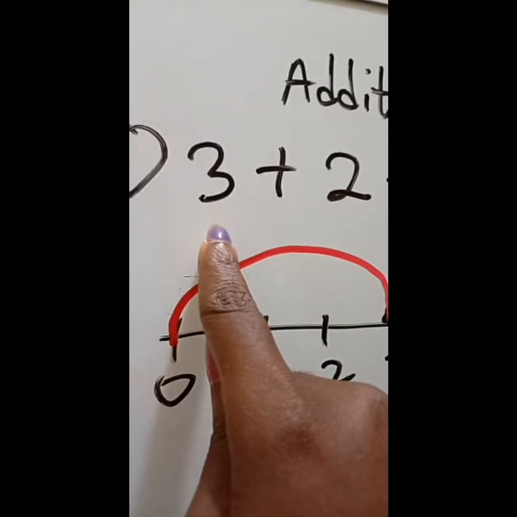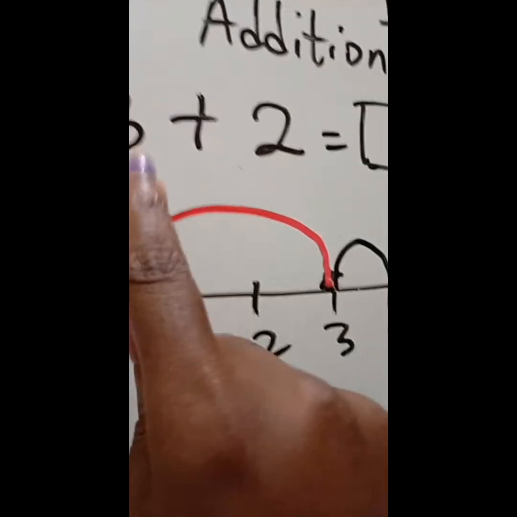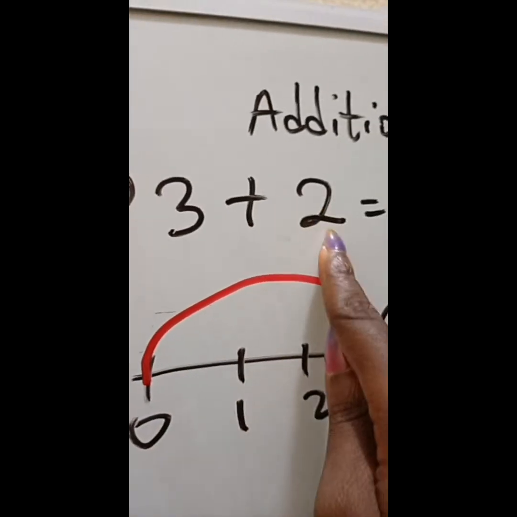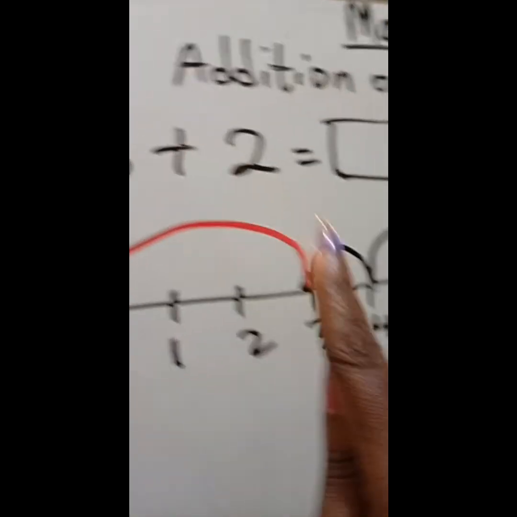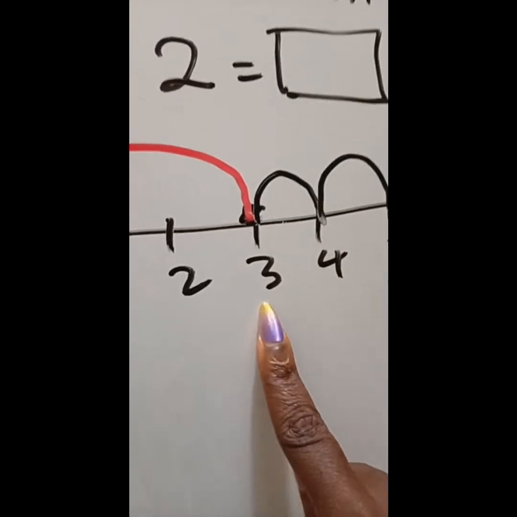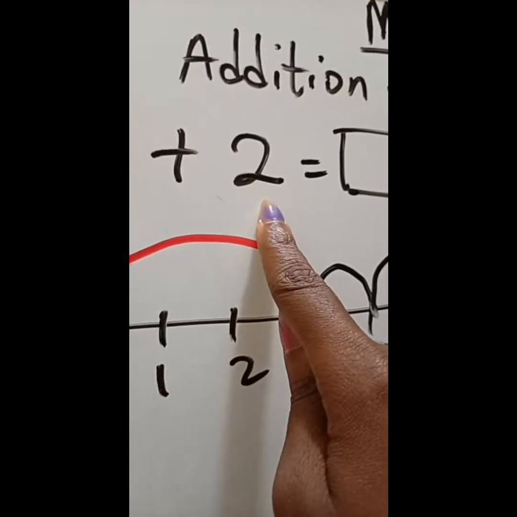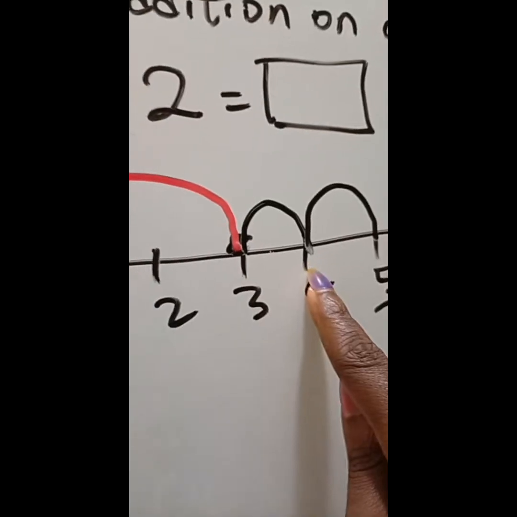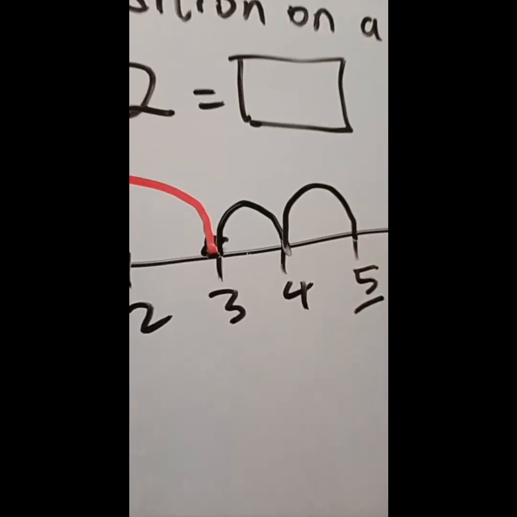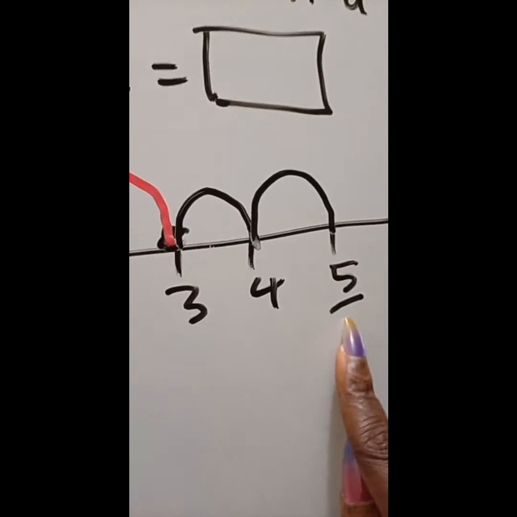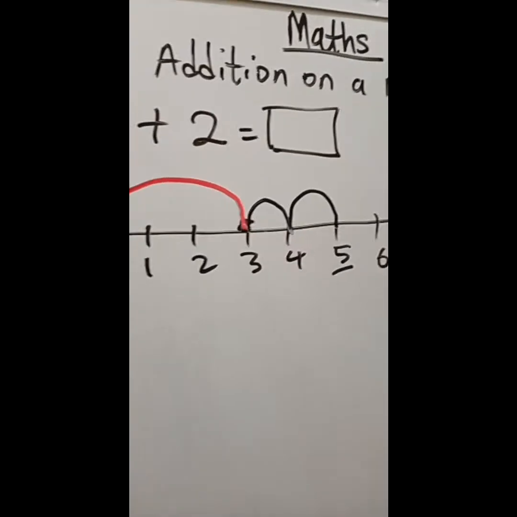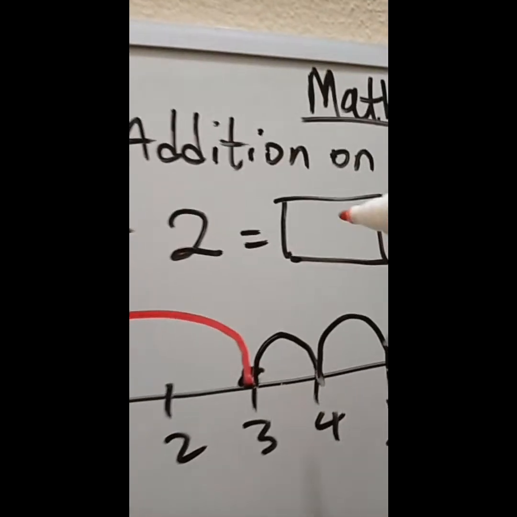So we started the jump from number 3 because we have 3 plus 2. And the frog did 2 jumps. So that's 1 to the next number, 2 to the next number, and it stopped at number 5. So 5 is our answer. So we come to the box and write 5.